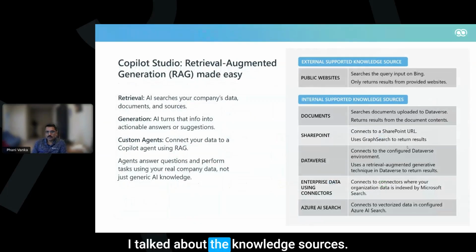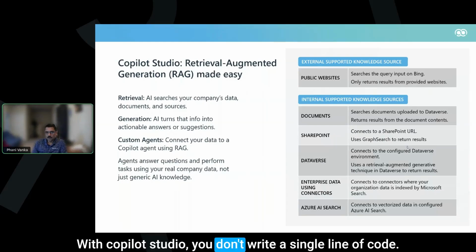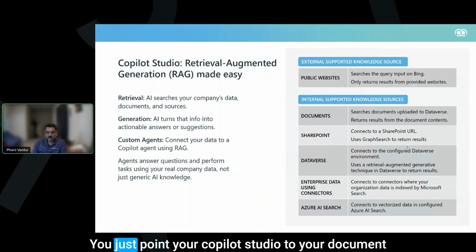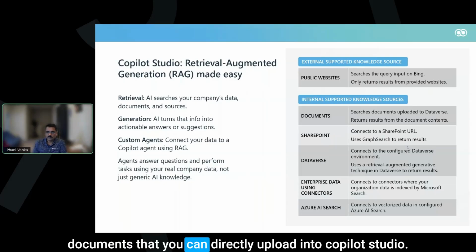I talked about the knowledge sources. With the power of knowledge sources, building RAG chatbots is very easy with Copilot Studio. You don't write a single line of code. You just point Copilot Studio to your document source, whether it is in SharePoint or just PDF and Word documents that you can directly upload into Copilot Studio.